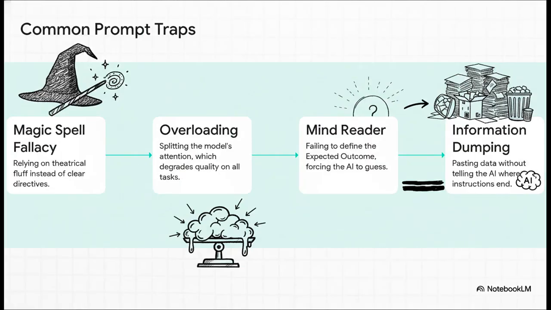So now that we've got the RTSE framework down, let's quickly go over four common traps that can still trip you up. First, the magic spell fallacy. That's where you just copy-paste prompts you don't really understand. Second, overloading the prompt, asking for way too many things at once. Third, the mind reader expectation, where you just assume the AI knows what you want. And fourth, information dumping, just pasting in a wall of data without separating it from your instructions.